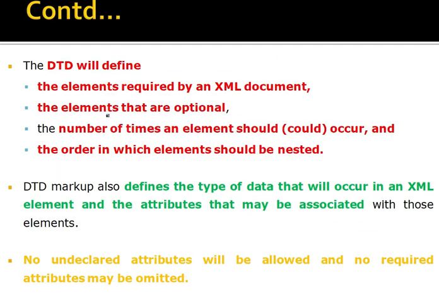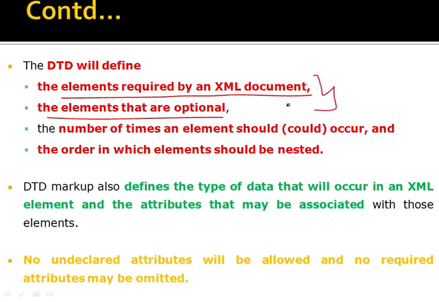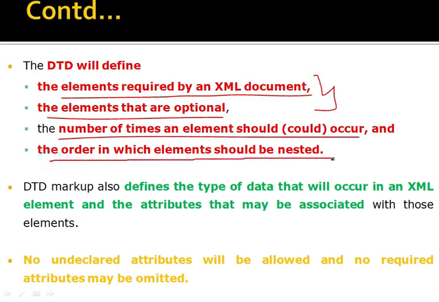So the DTD will define the elements required by the XML document and the elements that are optional. It also defines the number of times an element should occur and the order in which elements should be nested. So when you nest elements in the XML document, what order should the document follow? That is the purpose of a DTD.